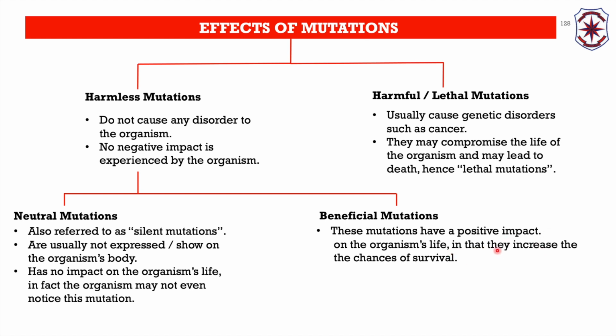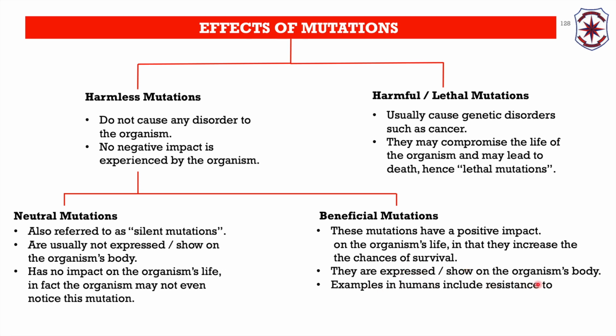So, in that they increase the chances of survival. Wouldn't that be nice? They are in fact expressed or they show on the organism's body. Examples in humans include resistance to diseases such as AIDS and COVID-19. So there are people that might have the HIV virus living in their body. However, their body is resistant to that HIV virus. Therefore, they are HIV positive. Remember, being HIV positive does not mean that you are sick.